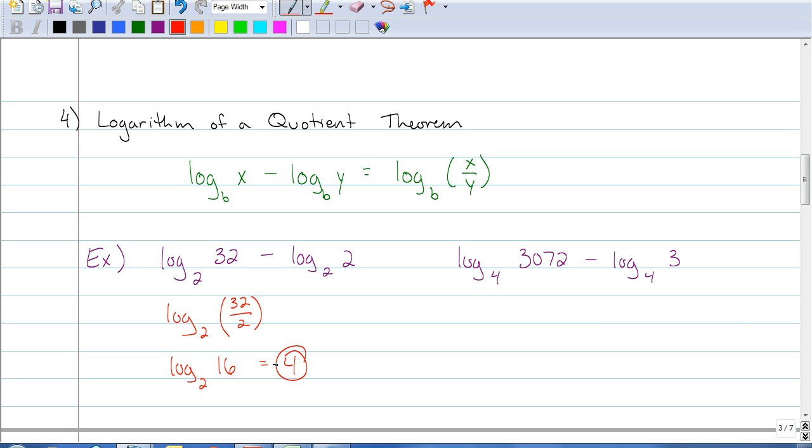So why don't you guys try this one on your own. You're dealing with some bigger numbers, so chances are you'll have to use your calculator. So go ahead and pause the video and hit play when you're ready to check to see if you got the right answer.